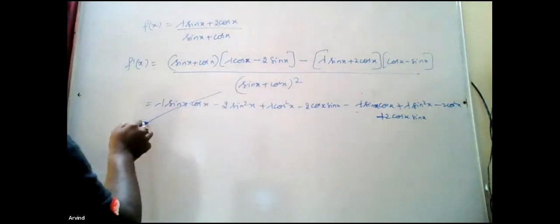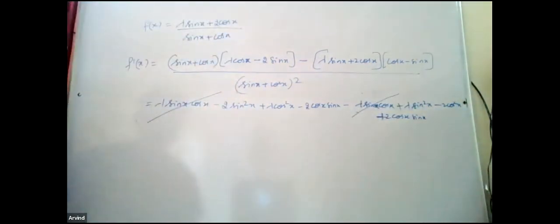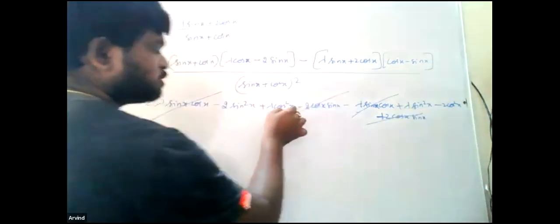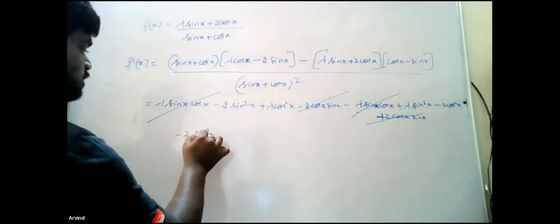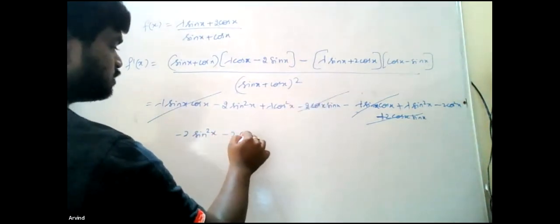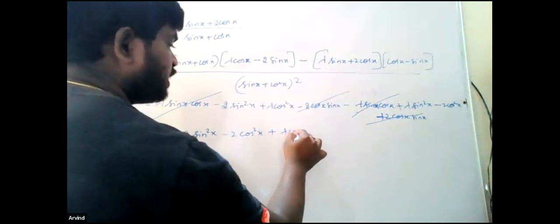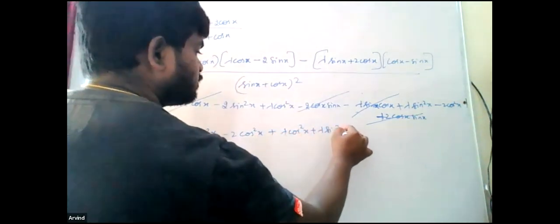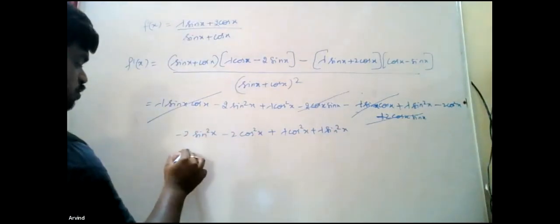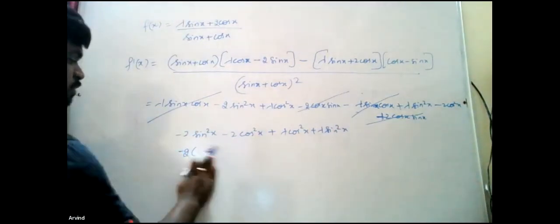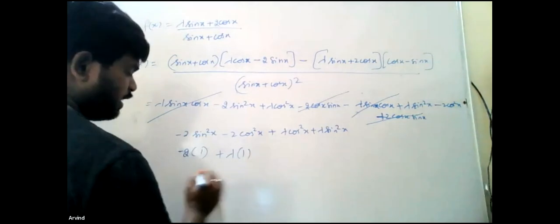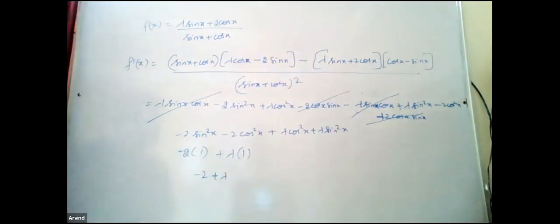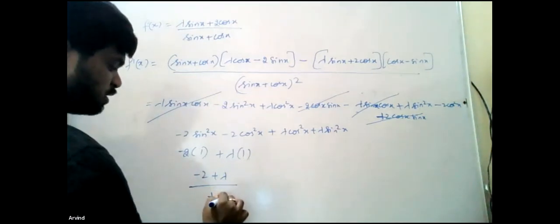Here, lambda sin x cos x minus lambda sin x cos x cancels. What else gets cancelled? Plus 2 cos x sin x minus 2 cos x sin x. What remains is minus 2 sin square x minus 2 cos square x plus lambda cos square x plus lambda sin square x. Taking minus 2 common, sin square x plus cos square x is 1, and taking lambda common, lambda into 1. So you can rearrange it as minus 2 plus lambda. The denominator is always positive.